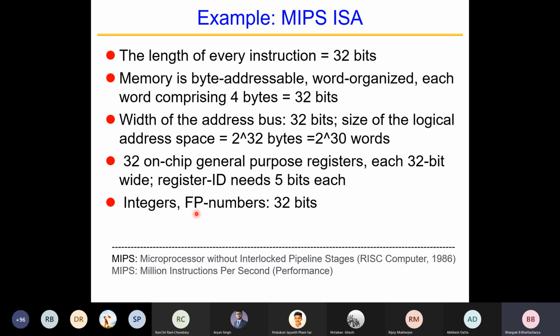And all integer and floating point data is represented as 32 bits in single precision. An opcode in each instruction comprises 6 bits. So that is the overall MIPS architecture. It's very simple. Everything is 32, easy to remember. 32 general purpose registers, width of the address bus 32, memory is 32-bit address, length of every instruction 32 bits.